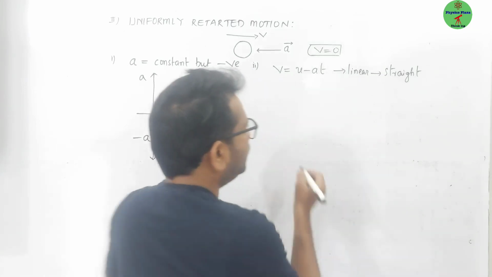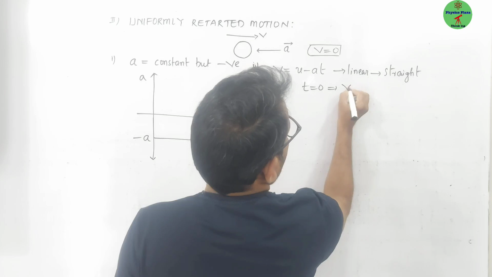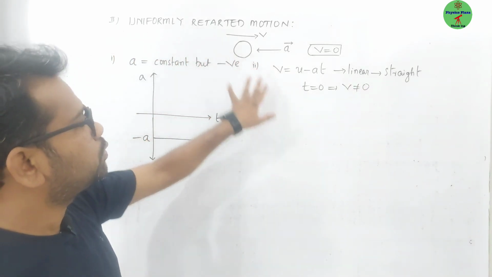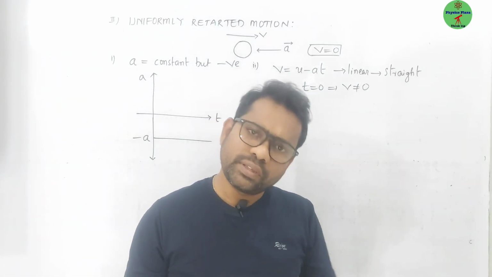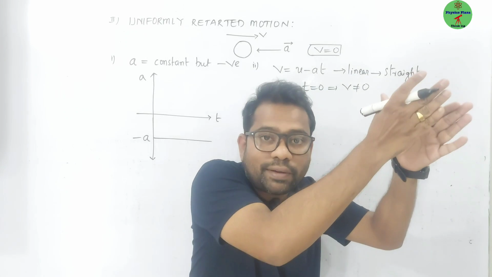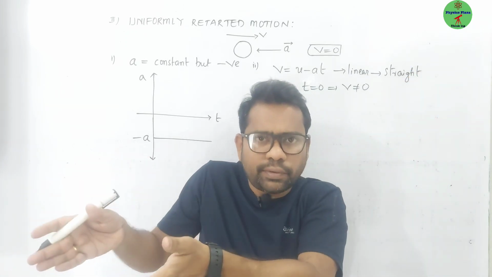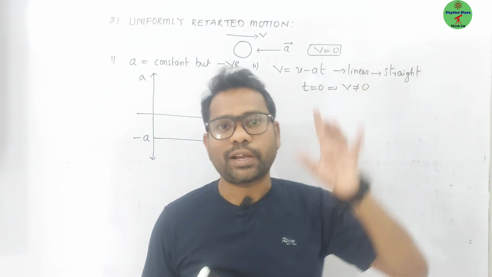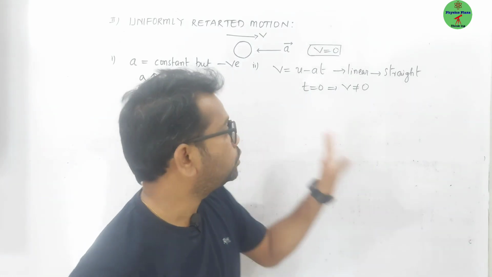Let us see how. Let us put t is equal to 0 in this equation. Then v can't be 0, right? So under uniformly retarded motion, the velocity-time graph can never pass through the origin. Always it has some value. Initially it has a value, and that value keeps on decreasing until finally the velocity becomes 0, which means initially there must be some value. So the velocity-time graph can never pass through the origin.